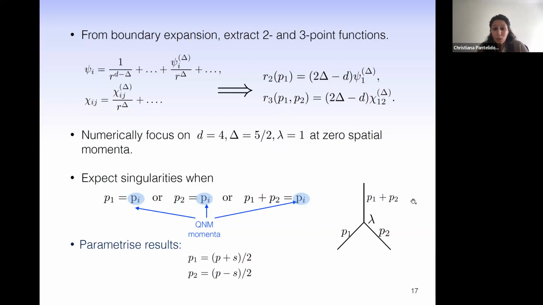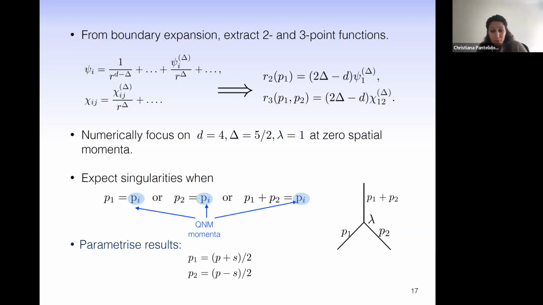So we expect to see singularities whenever one or more of these legs become equal to a quasi-normal mode. So in particular, when one of the 3 legs is equal to a quasi-normal mode, we expect to see a single pole. When 2 of them are equal to a quasi-normal mode, we expect to see a double pole. And if one is able to see a situation where all 3 legs correspond to a quasi-normal mode, then that would correspond to a triple pole. Okay, so this is what we expect.